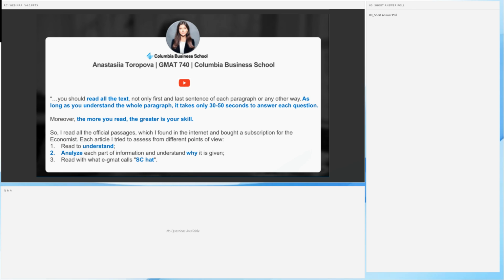One of our former students, Anastasia, says, read all the text, not just the first and the last sentence of the passage. As long as you understand the passage, it will only take 30 to 50 seconds. Read with what we call the SC hat.